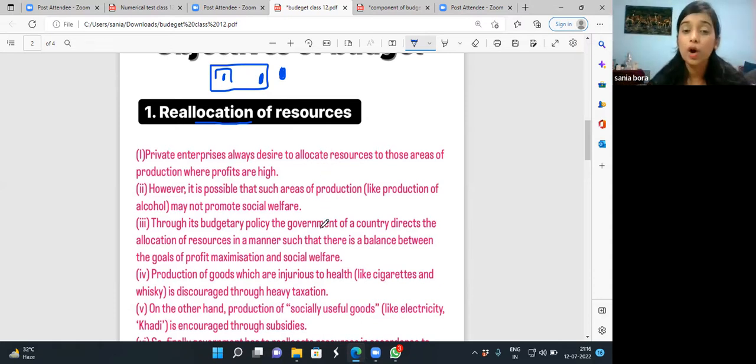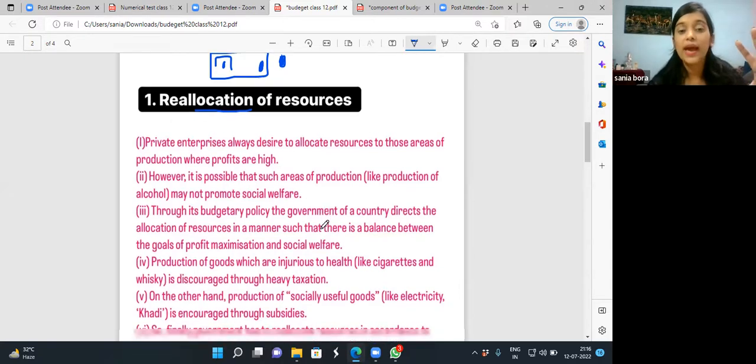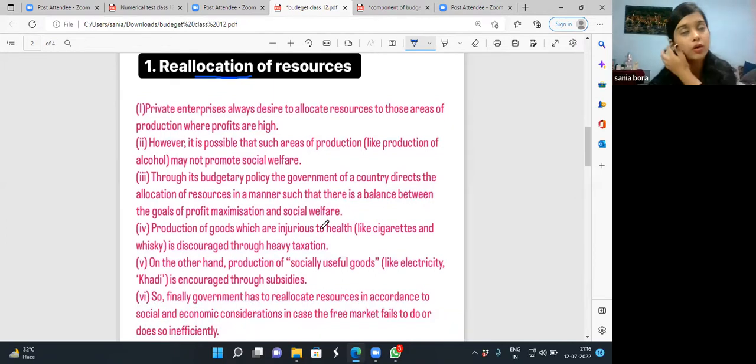Okay. So what does government do? Government puts taxation on the products which are not good for social welfare. And government gives subsidies on the products which are good, which are socially good. Okay. Clear?